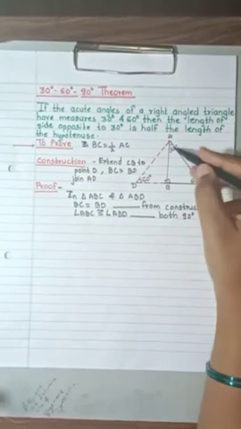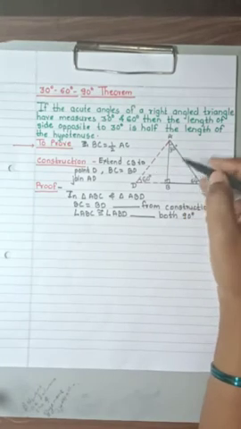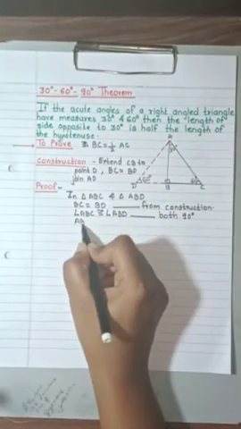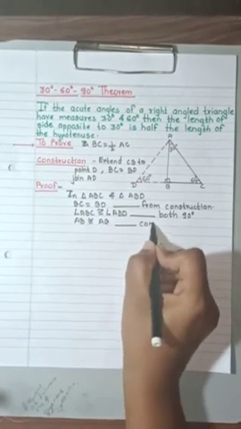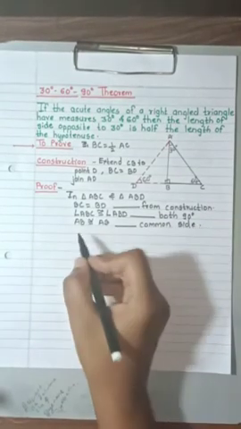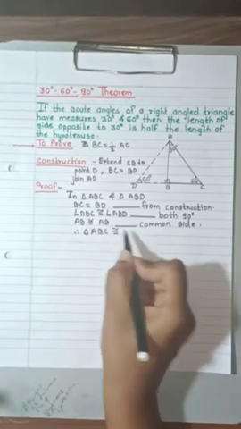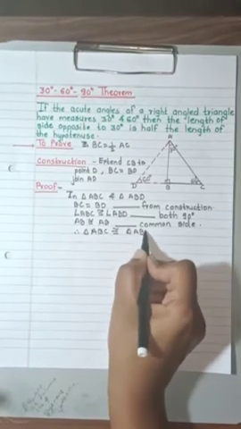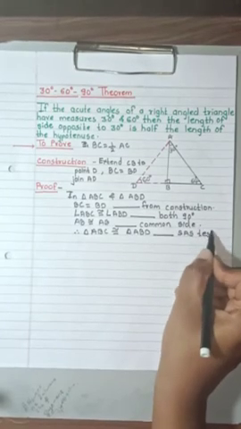Okay. Now side AB is congruent to side AB, as AB is the common side in both the triangles. You can write down here, common side. Therefore you can say that triangle ABC is congruent to triangle ABD by SAS test.